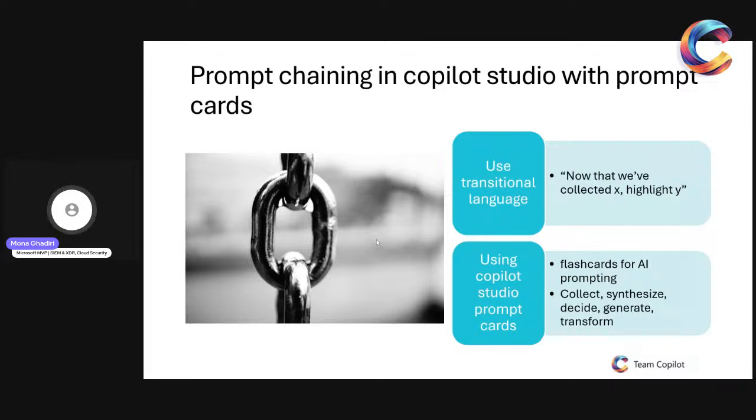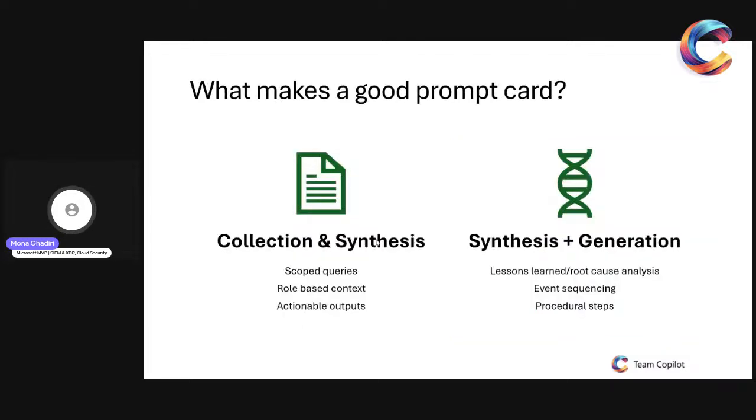So if you think about what makes a good prompt card, we really need to take the paradigms we were talking about, collection and synthesis, and pair them with things like synthesis and generation. When you collect data, you're scoping your queries. It's very much about who you are and what you're trying to accomplish, and usually there's something you want to do with the output that will govern a different action. Synthesis plus generation is equally powerful, but it's used more for things like postmortem analysis, or creating an incident timeline based on what you've synthesized, or here are the 20 steps you need to follow to get from A to B. Those are all synthesis and generation.